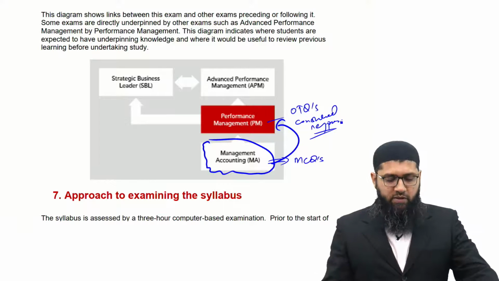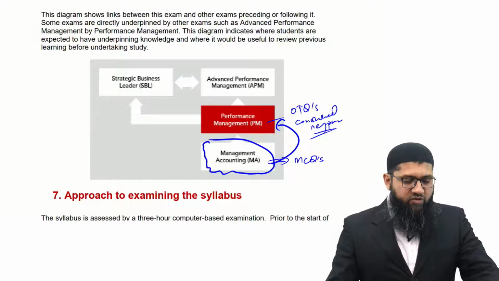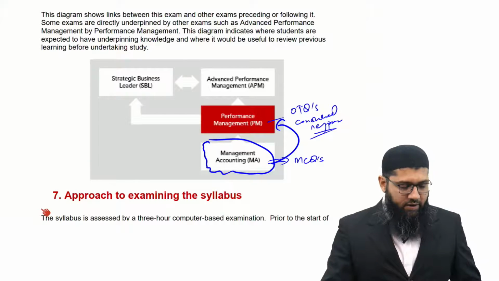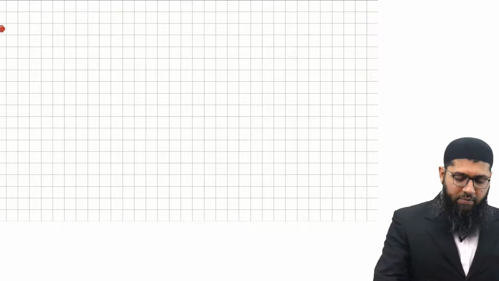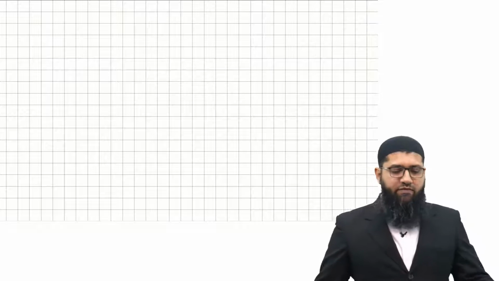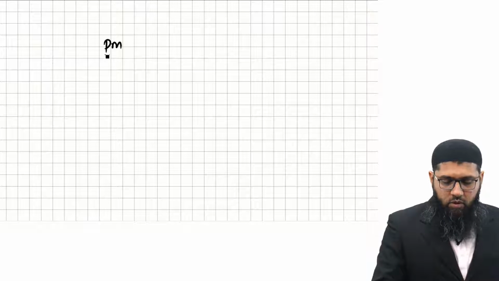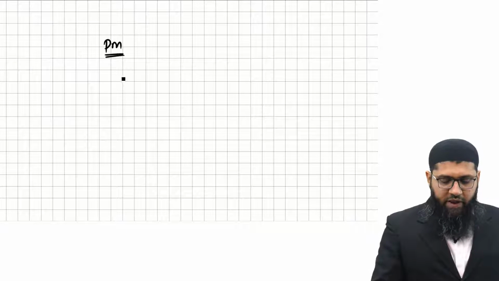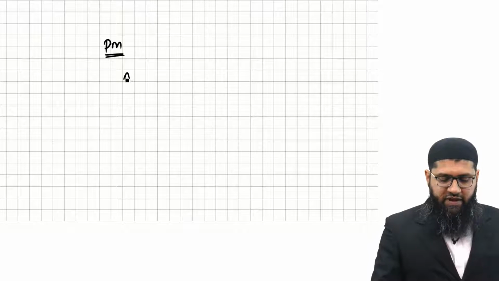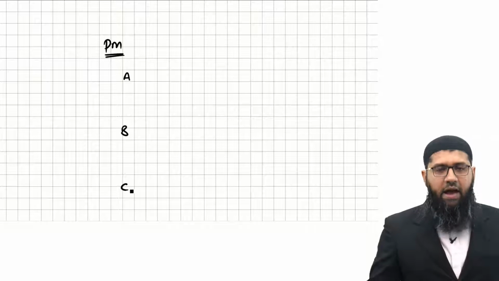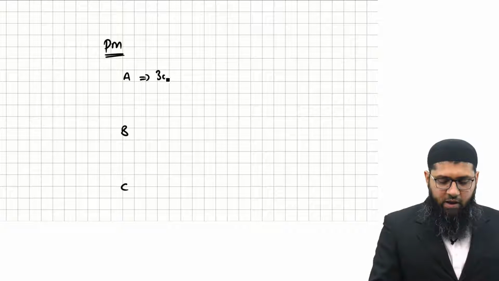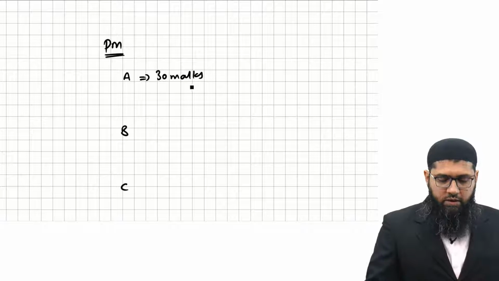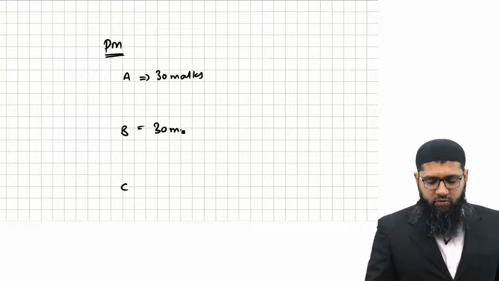Now let me guide you through what the essential skills are, what the things are that you should know. But before that, I will tell you how this paper is going to be examined when you will be attempting it. The way it is examined is that there are three sections in the examination: section A, section B, and section C. Section A is of 30 marks, section B is again of 30 marks, and section C is of 40 marks.